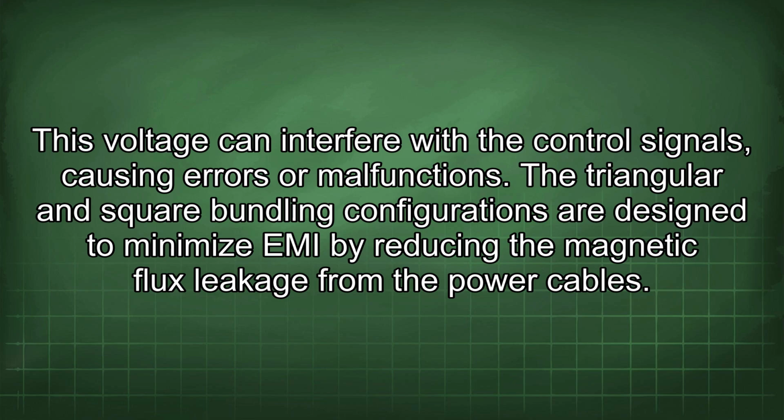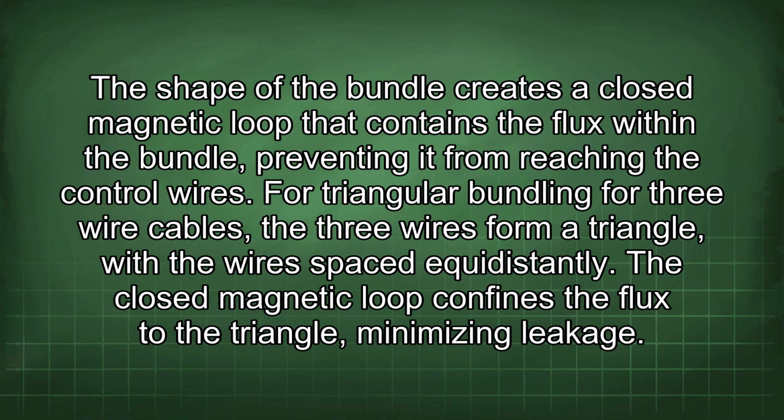The triangular and square bundling configurations are designed to minimize EMI by reducing the magnetic flux leakage from the power cables. The shape of the bundle creates a closed magnetic loop that contains the flux within the bundle, preventing it from reaching the control wires.